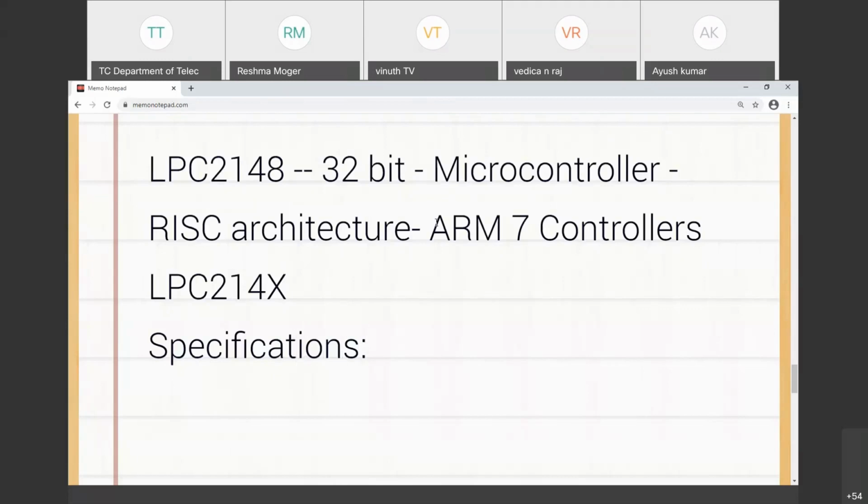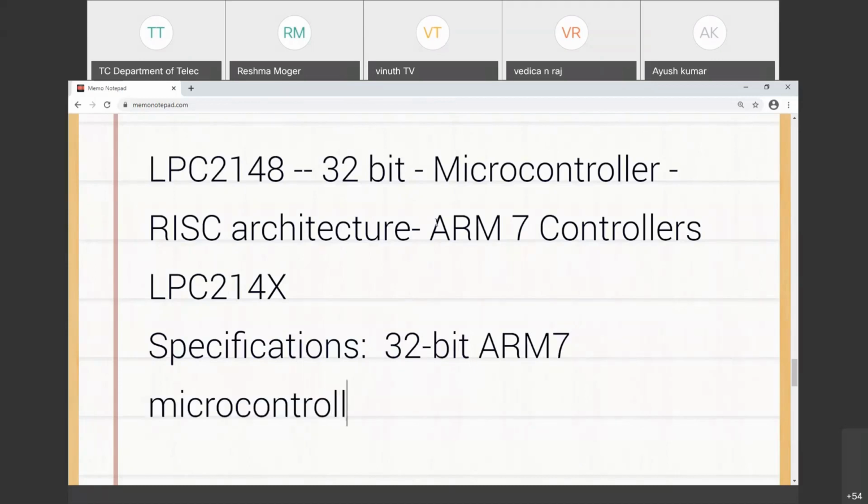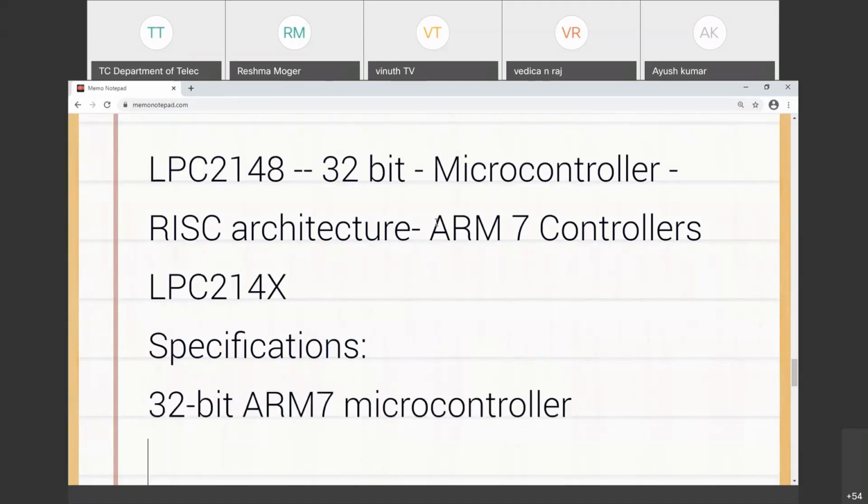If somebody says, you need to write all the things. What is that? First is, it is 32-bit. Okay, it is a 32-bit ARM7 microcontroller. You can say microcontroller. Like this, the specifications you are going to write. It is the first specification. Second specification of this is what?